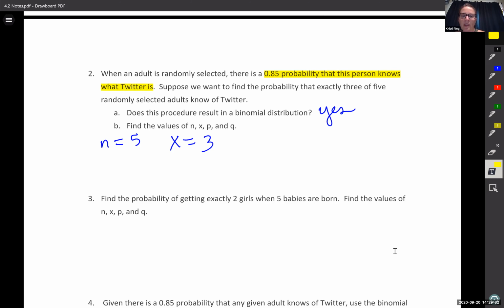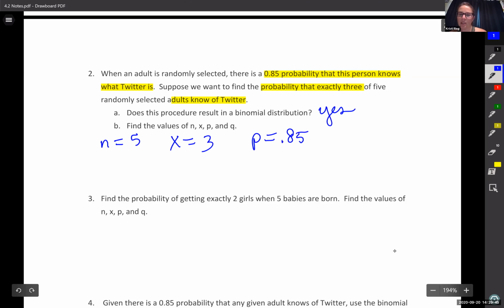And 2, we're trying to find the probability that exactly 3 people know what Twitter is. So knowing what Twitter is the success in this example. The probability of that success is 0.85, which I just highlighted above. And the probability of failure is 1 minus 0.85, so that is 0.15.